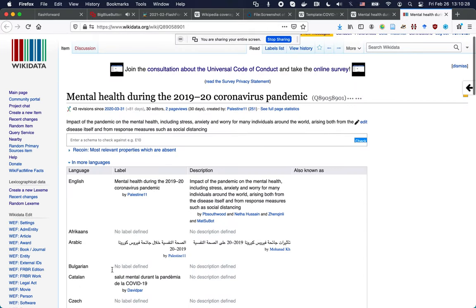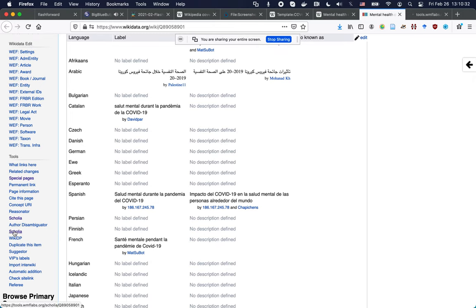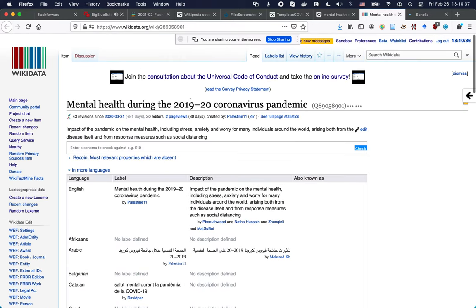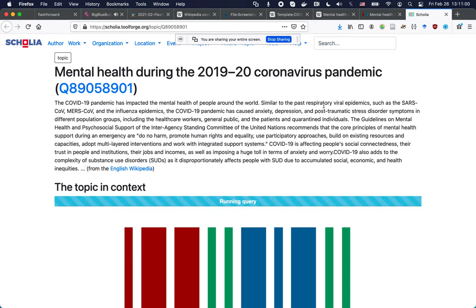The reason I'm going here is because on Wikidata you can then look things up in a different fashion by not just looking at the information that is on this particular page, but by binding together information from multiple different pages. And we have a tool for this called Scholia, about which I gave a talk on Wednesday. So I'll not go into detail right now. I'll just use it to explore some of the issues related to mental health during the COVID pandemic.